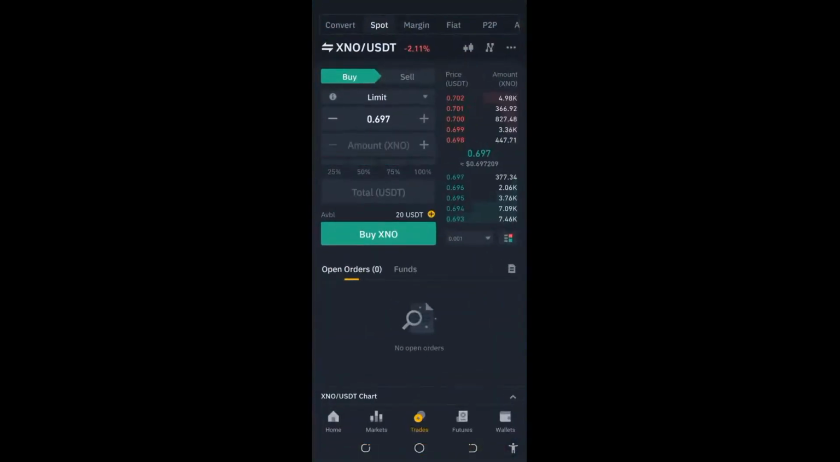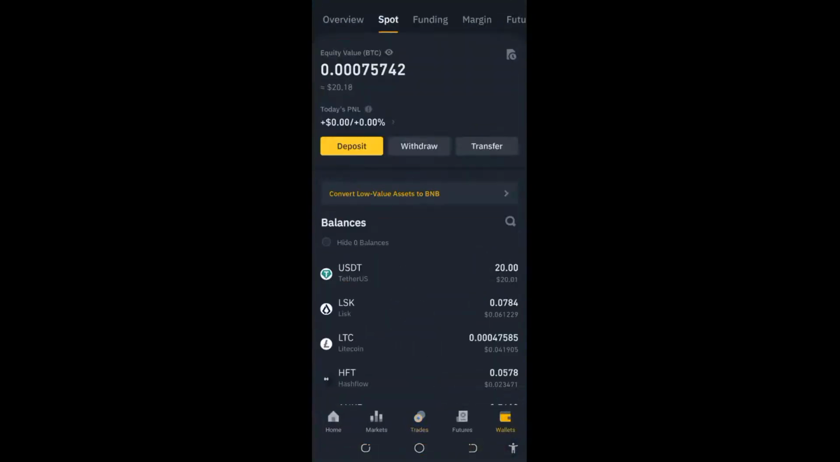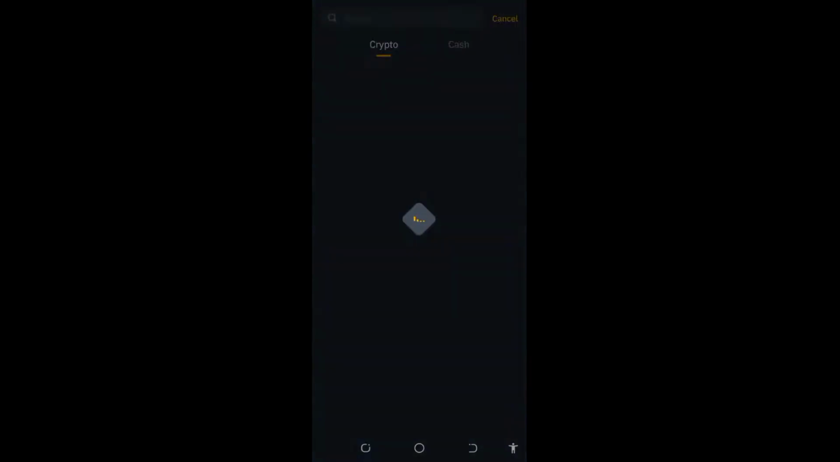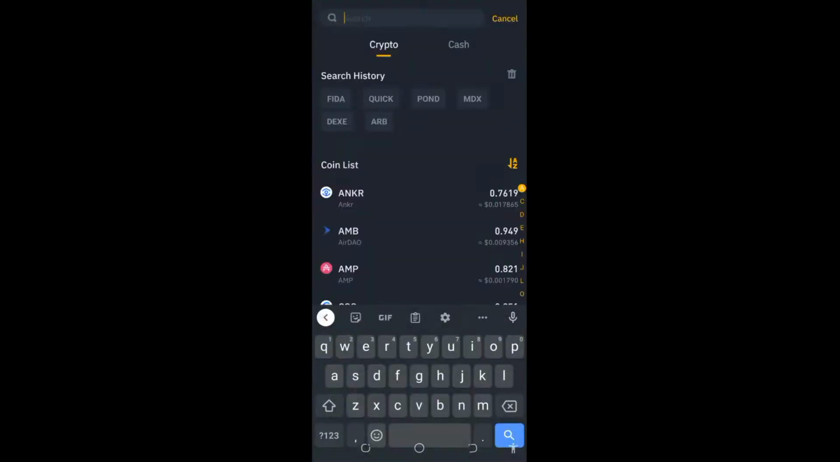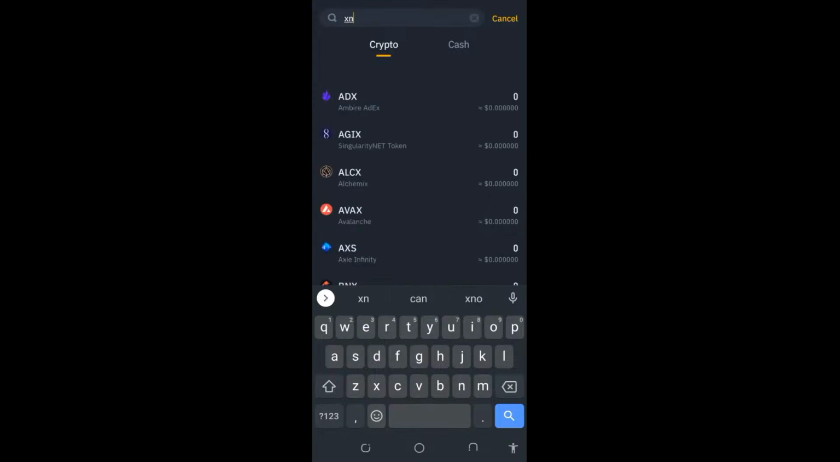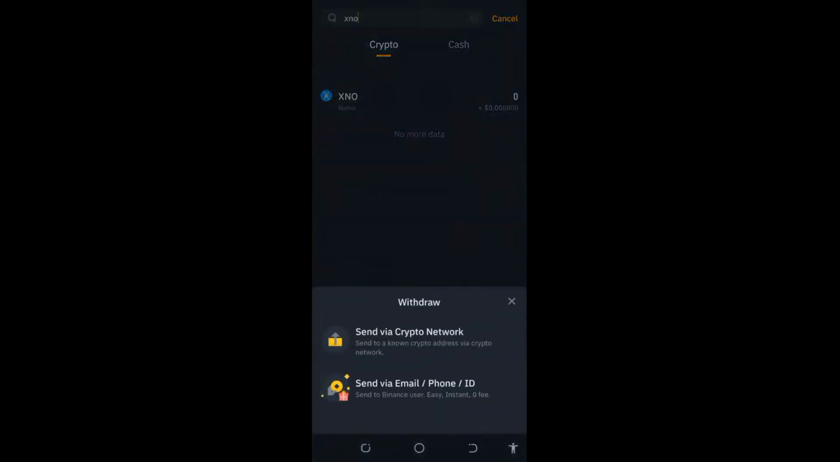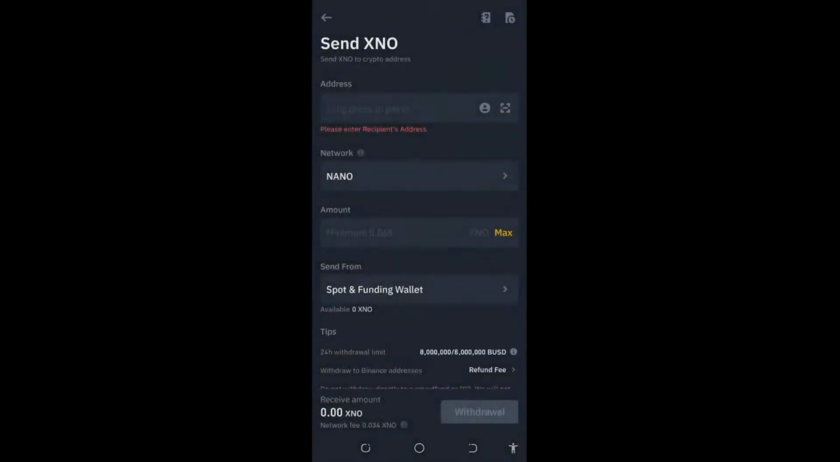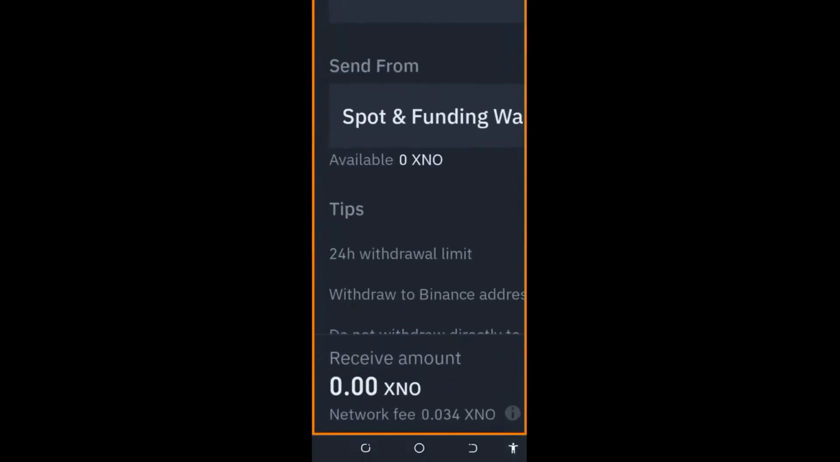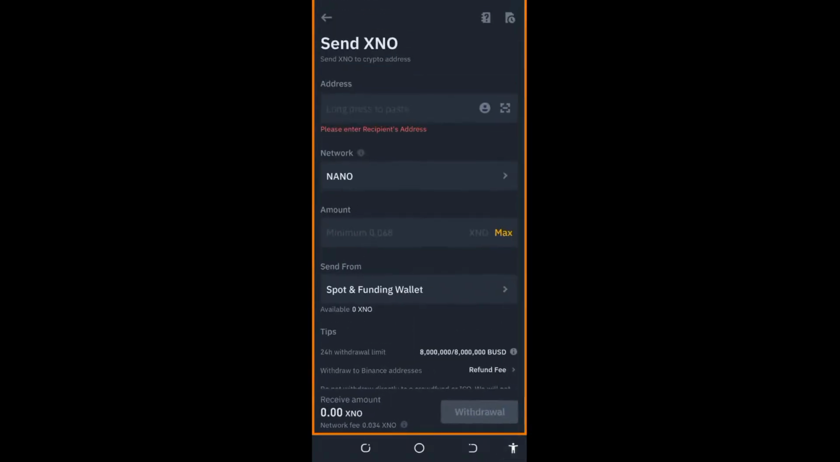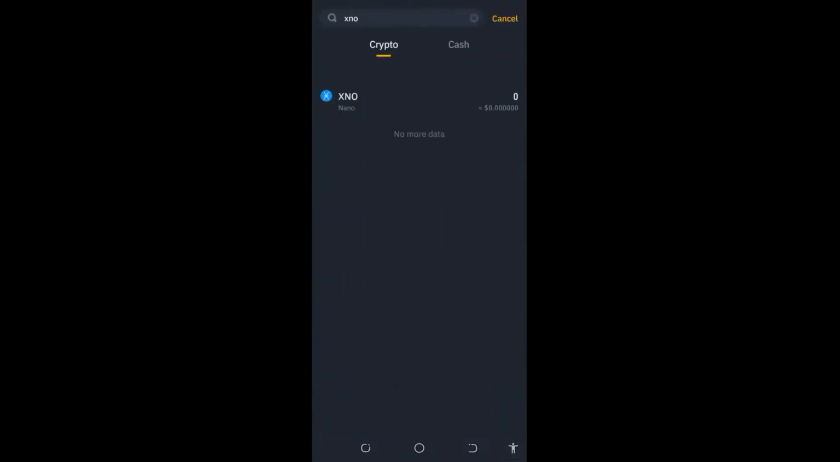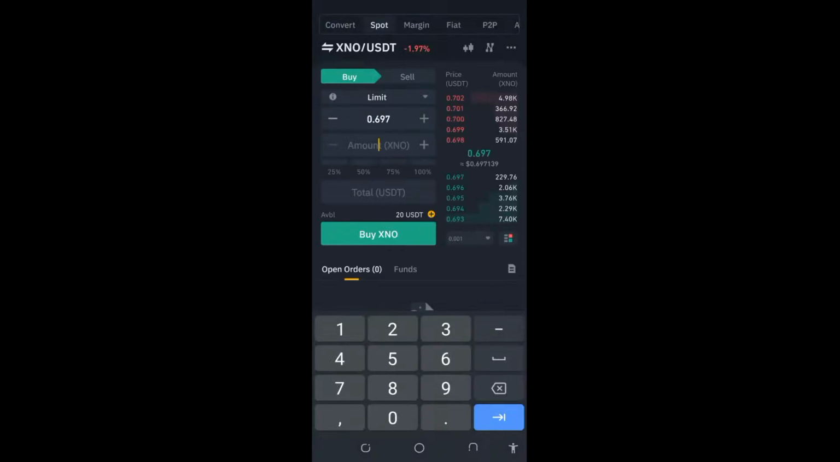All right, so let's click on the withdraw and see whether this is good. Okay, let's check on XNO, and let's see what the withdrawal network is. Oh, it's also Nano. That's good. So what do we have here? The network fee is 0.034. Let us go and check how much that gives us. So the withdrawal fee we just saw was 0.034.